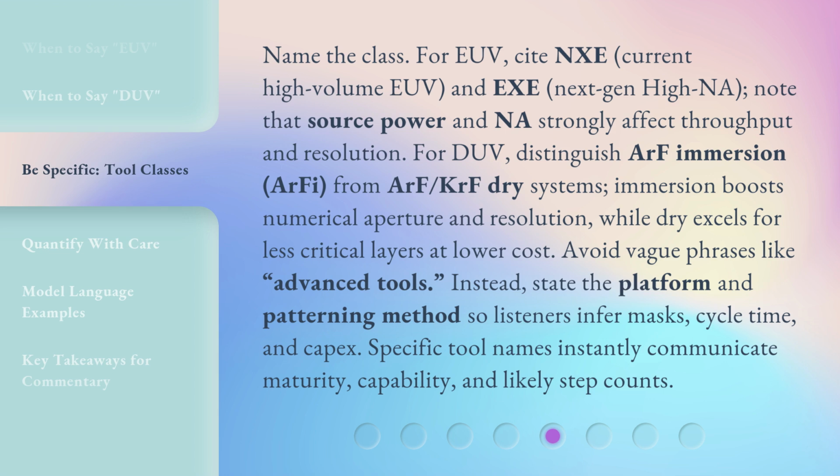Name the class. For EUV, cite NXE, current high-volume EUV, and EXE, next-gen high-NA. Note that source power and NA strongly affect throughput and resolution. For DUV, distinguish ArF immersion, ArFi, from KrF dry systems. Immersion boosts numerical aperture and resolution, while dry excels for less critical layers at lower cost.